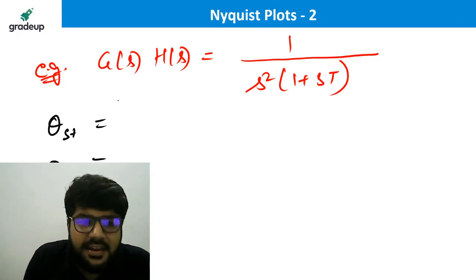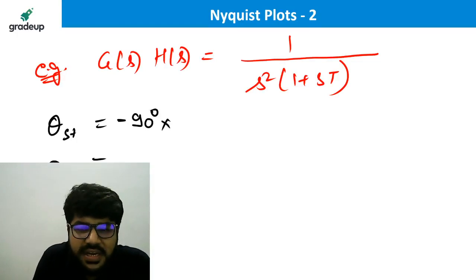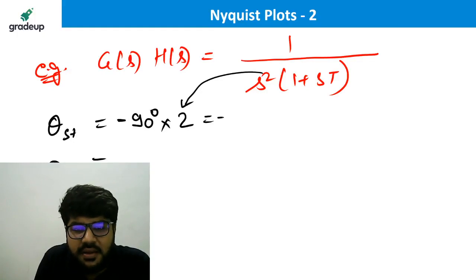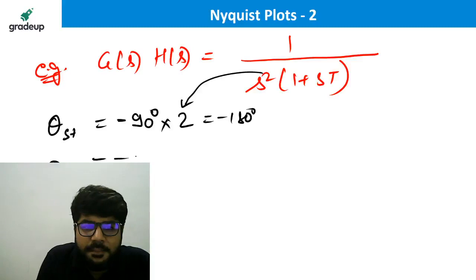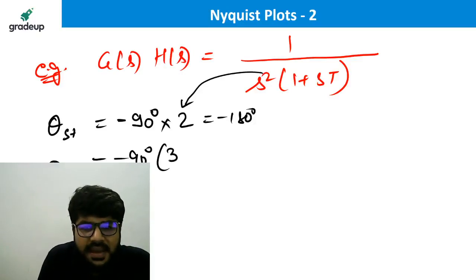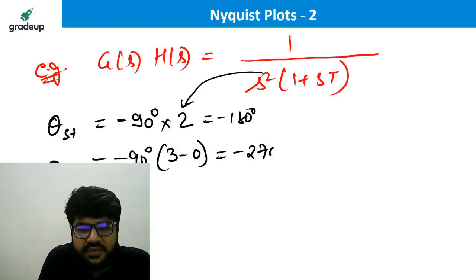Okay. Starting angle is given by, yes Shubham, please recheck. You may be referring to something else. Minus 180 degree into n. N is the number of poles at origin. This will come here. Minus 180 degree. Theta d, diving angle. Minus 90 degree into p minus z. P is 3 and z is 0. Okay, so minus 270 degree.